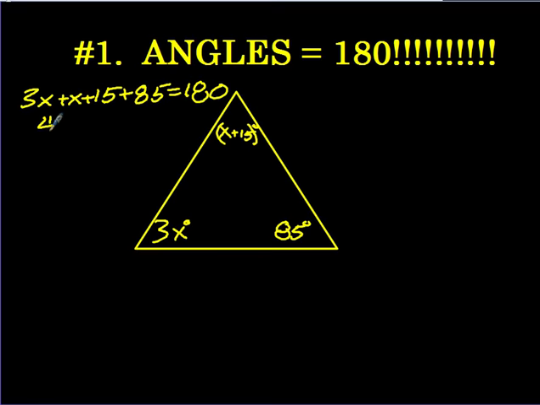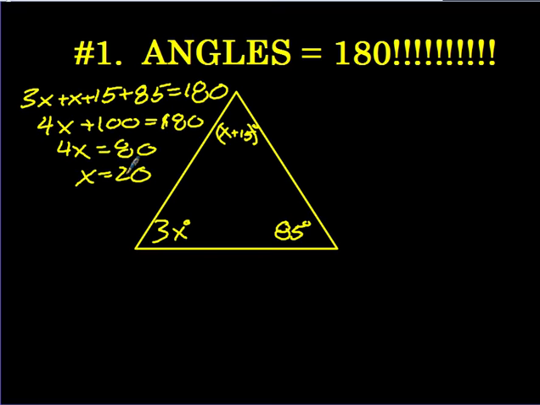So we would combine like terms, giving us 4x plus 100 equals 180, giving us 4x equals 80. Therefore, x is equal to 20. So all triangles, no matter what type, always add up to 180.